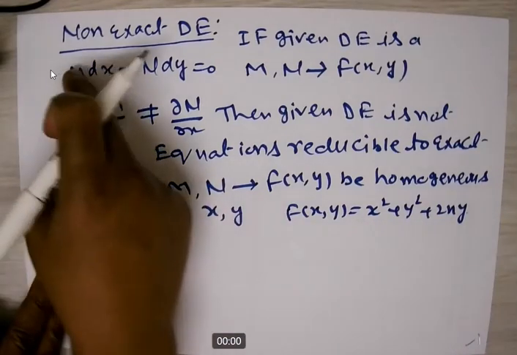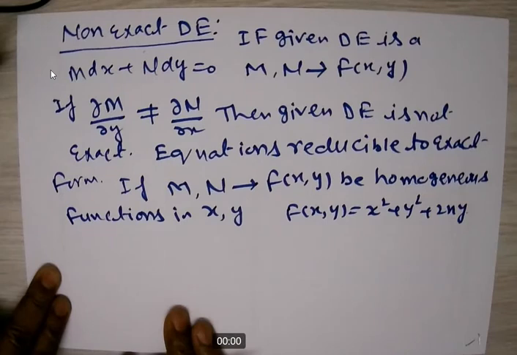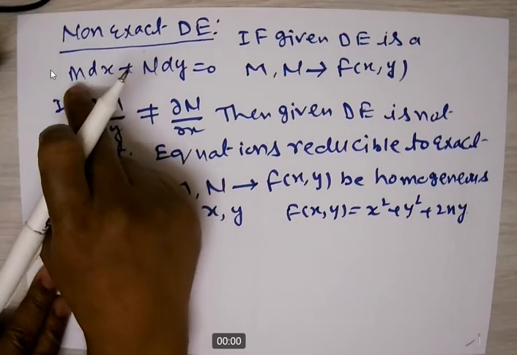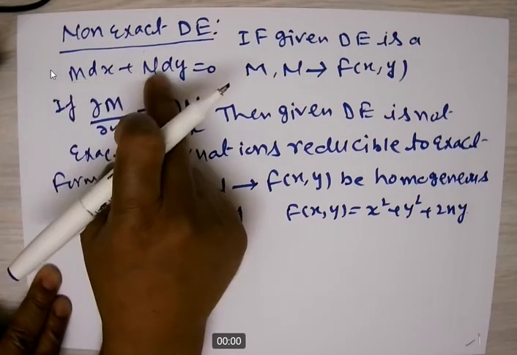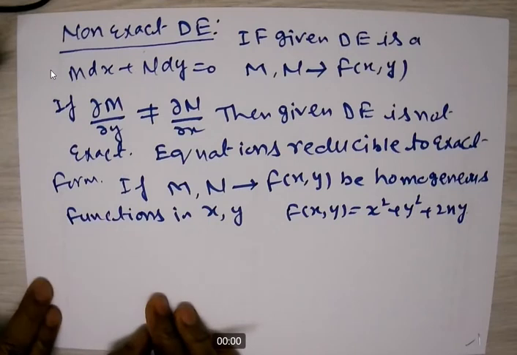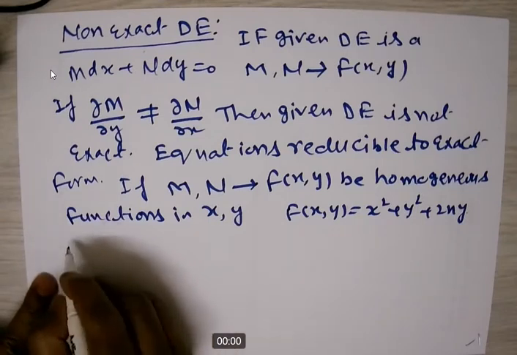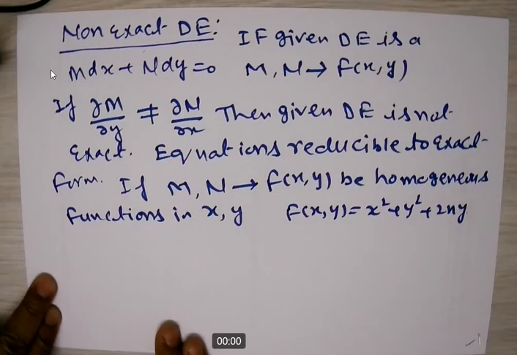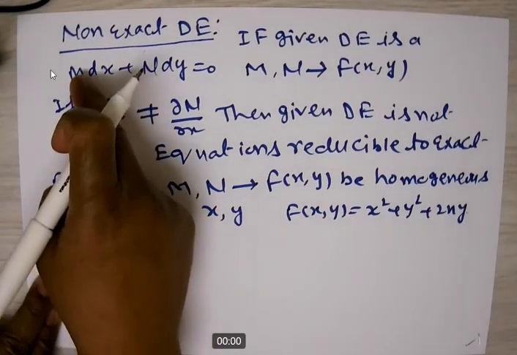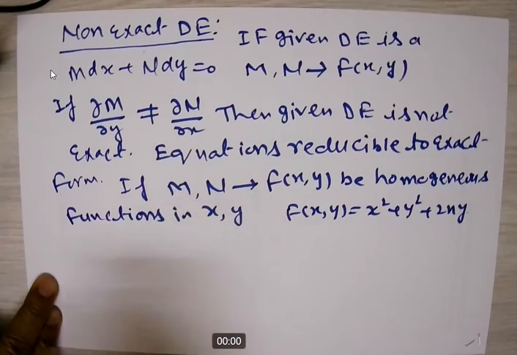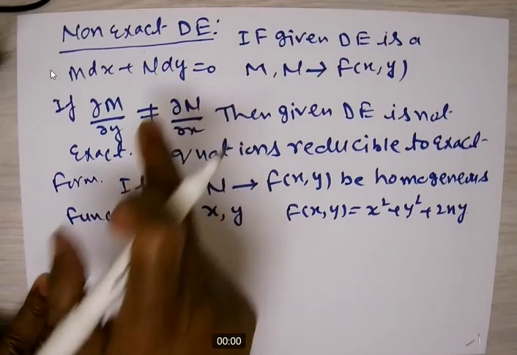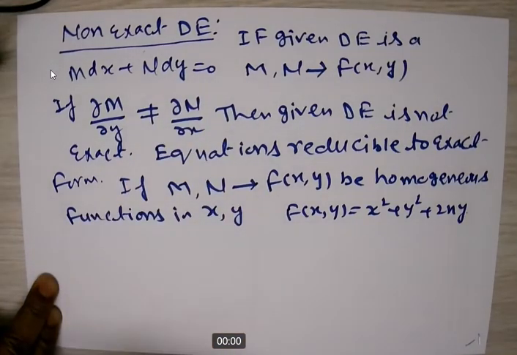If the degree is the same everywhere in M and N, then M and N are called homogeneous functions. If they are homogeneous, then it is easy to find the integrating factor. Why am I going to find the integrating factor? Because an integrating factor is a coefficient term which I multiply into the given differential equation. Then, if your calculation is correct, the given differential equation automatically becomes exact.